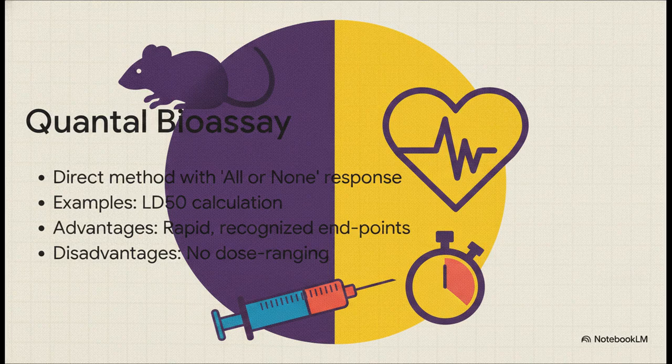The huge advantage here is that the drug effects appear super rapidly, and honestly, the endpoints, like a convulsion or cardiac arrest, are virtually impossible to miss. But there's a catch. The major disadvantage is that this is really only useful for toxicity or high-dose studies. You simply cannot do those highly precise graded dose-ranging studies with this particular method.